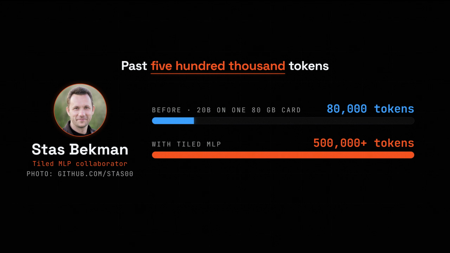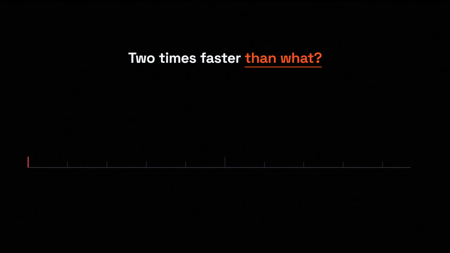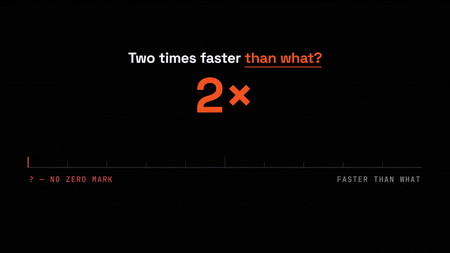The previous number was 80,000, so the 2 times is real, but 2 times against what? Because that missing word is the most misleading thing in this entire field, and Unsloth is one of the very few projects that tells you the answer.